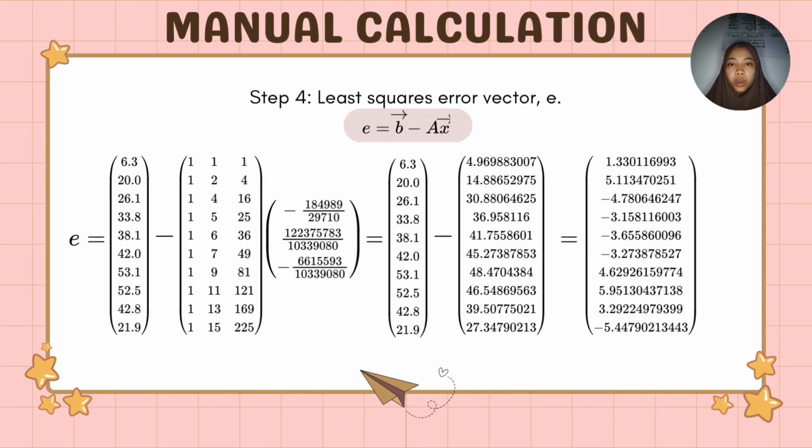Step 4. Compute the error vector. Now we calculate the error vector, which is E equals vector B minus A vector X. Subtract the predicted values from the observed values. These residuals show how far each point is from the fitted curve.